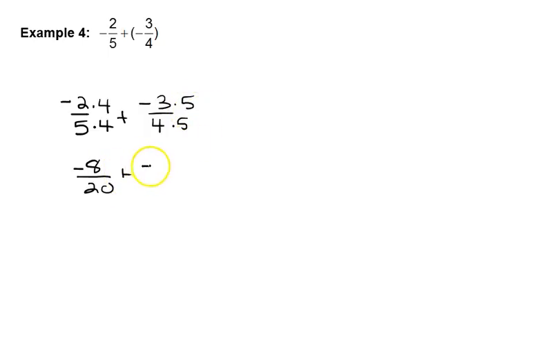So this fraction becomes negative 15/20. Now I'm going to ask myself the rules of integers. Are my signs alike or different? They're alike. They're both negative. When they're alike, we add. So that would be negative 23, and my common denominator is still 20. The reason my answer was negative is because I have both negatives. I'm not working with any positives in this situation. So you should end up with negative 23/20.